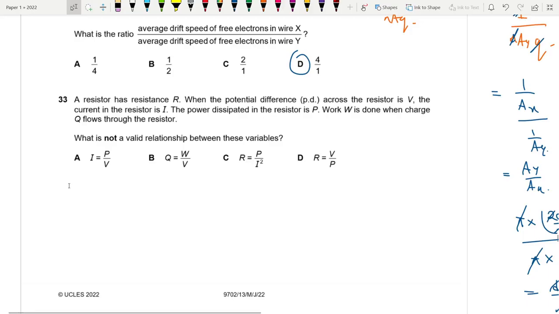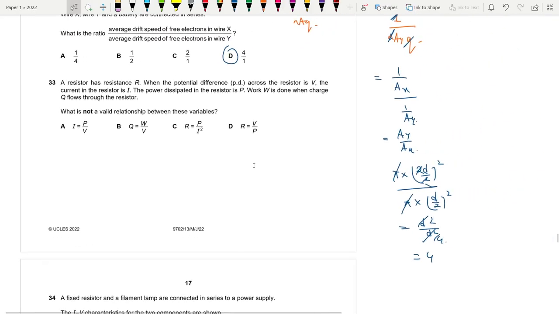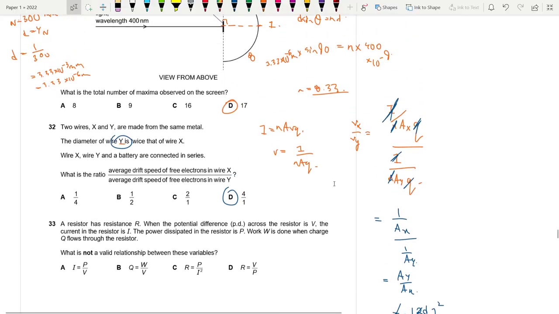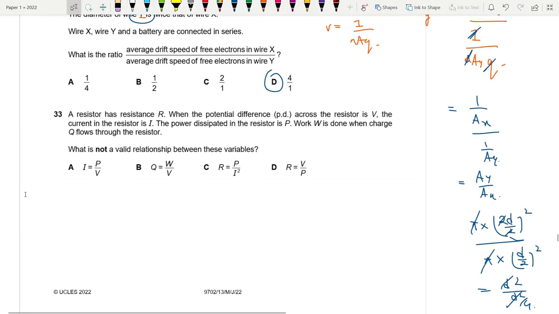Okay. Next, a resistor has resistance R. Do you need to see the working on the right? Check it if you need it. 33. A resistor has resistance R when the potential difference across the resistor is V. The current in the resistor is I. The power dissipated in the resistor is P. Work W is done when charge Q flows through the resistor. What is not a valid relationship between these variables?